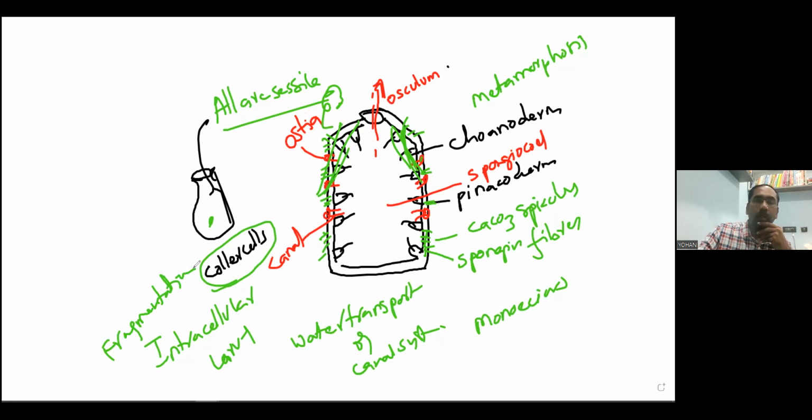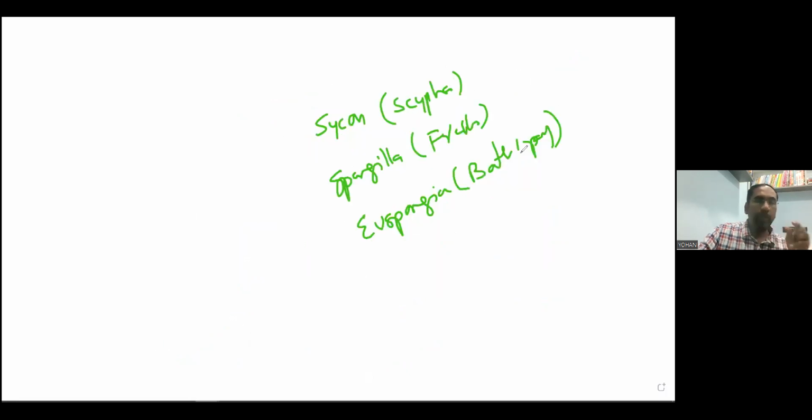Examples: Sycon, also called Scypha; Spongilla, a freshwater sponge; and Euspongia, the bath sponge. Why? Because here the skeleton is made of spongin fibers. So the sponge is very soft and is used for bathing, as a scrubber.